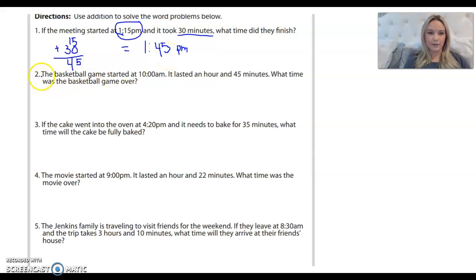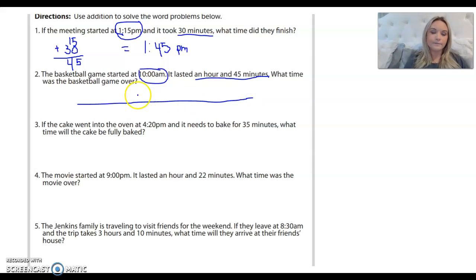All right, let's look at this one. The basketball game started at 10 a.m. That's the start time. I'm going to circle it. It lasted an hour and 45 minutes. So I'm going to underline that. That's what I'm adding. What time was the basketball game over? For this one, I'm going to try our line to figure it out. So here's my line.